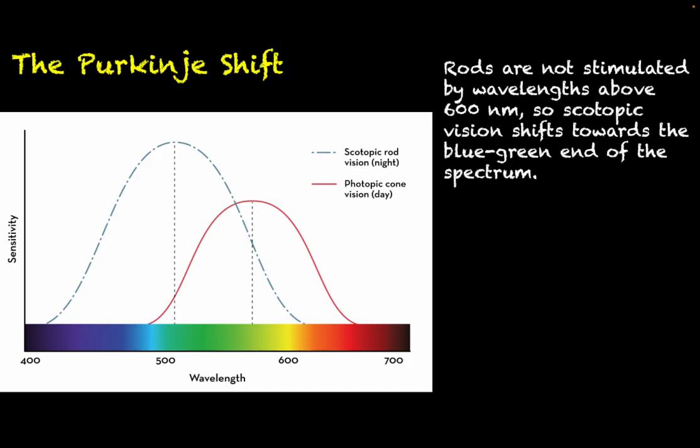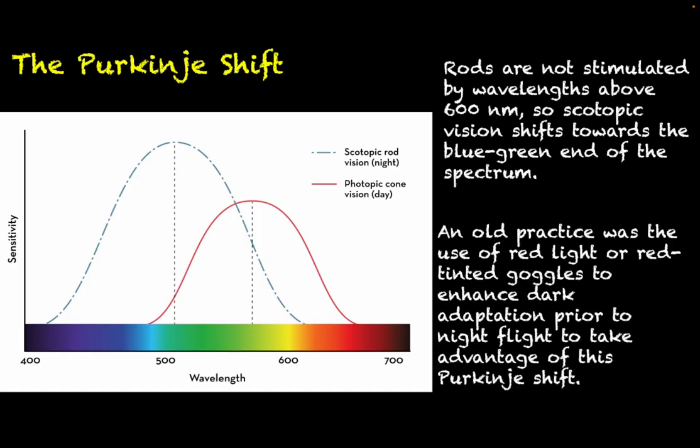Another thing to be aware of when flying in the dark is what is called the Purkinje shift. So rods in general are not stimulated by wavelengths above 600 nanometers. That 600 to 700 nanometer range of the visible light spectrum is really where you get all of your oranges and reds. So scotopic vision is really going to shift towards the blue-green end of the spectrum. You're not really going to be stimulated with those red colors anymore. You're going to be stimulated a lot more with those blue and greens. So this will actually affect your dark adaptation process.